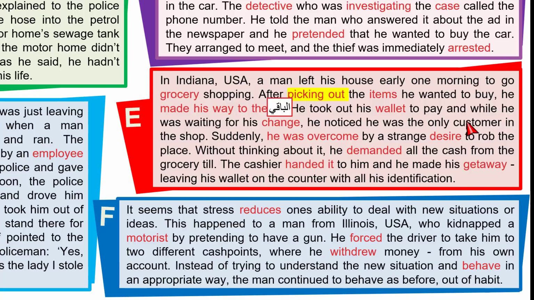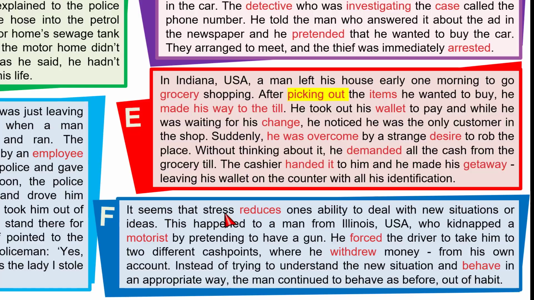He noticed he was the only customer in the shop. Suddenly, he was overcome by a strange desire. He couldn't help but feel a very strong wish. He wished to rob the place. Without thinking about it, he demanded, he asked and insisted that he gets all the cash, all the money from the grocery till, from the cash register. The cashier handed it to him, gave him the money, and he made his getaway. He ran away, leaving his wallet on the counter with all his identification. The police didn't find it difficult to catch him because he was stupid, and he left his wallet with his ID, his driver license probably.